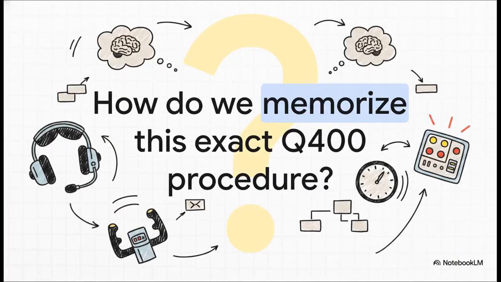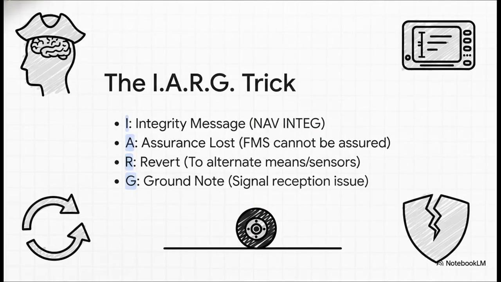Because let's be real, when you're busy in the cockpit of a Q400, you don't exactly have time to casually flip through pages trying to remember the sequence of a warning. You need immediate, total recall. So, how do we memorize this effortlessly? I'm going to give you a custom mnemonic framework to lock this in your brain for good. Say hello to the IARG acronym. It covers the exact sequence flawlessly.